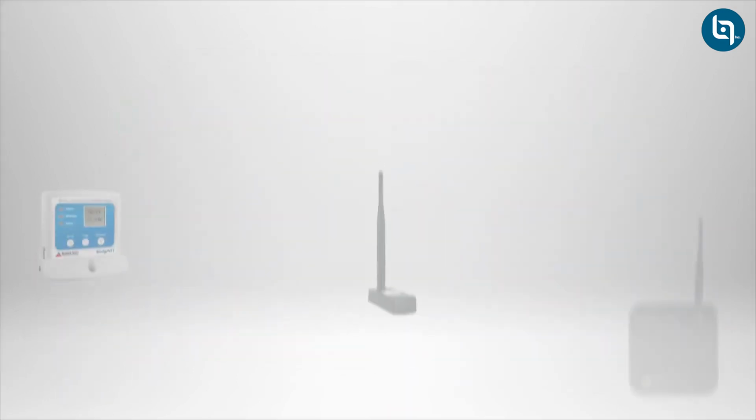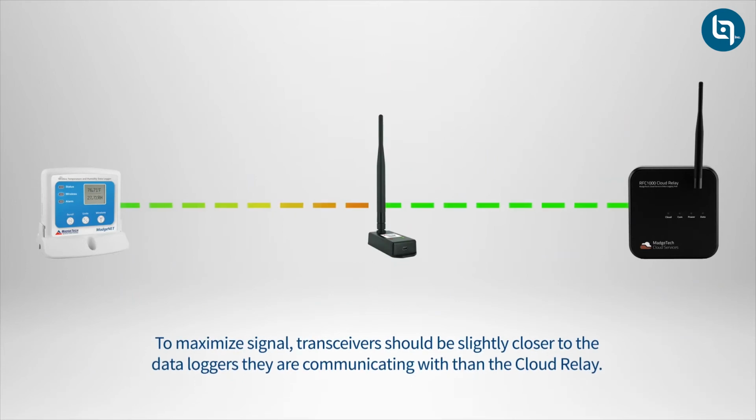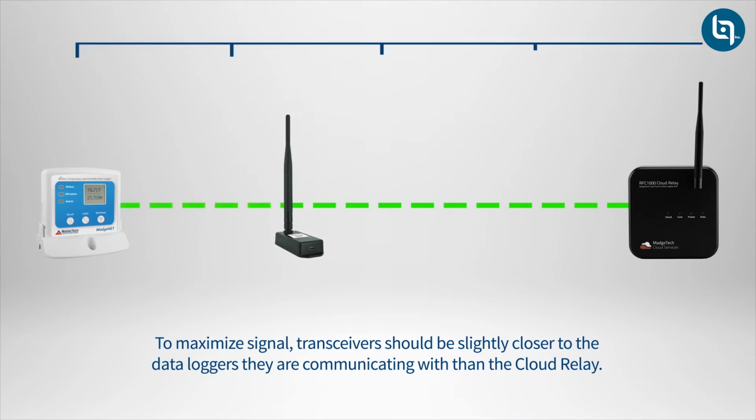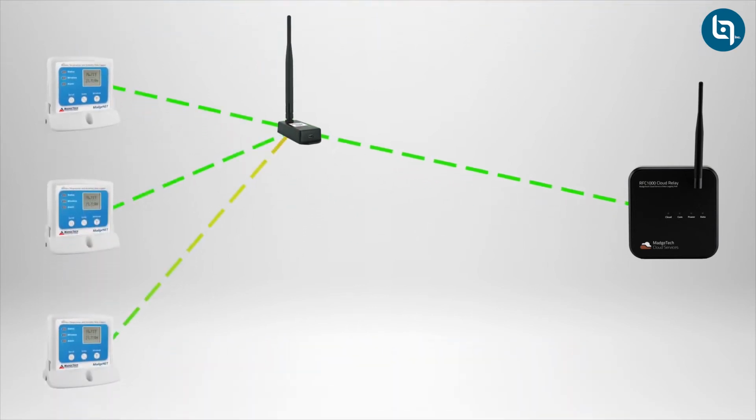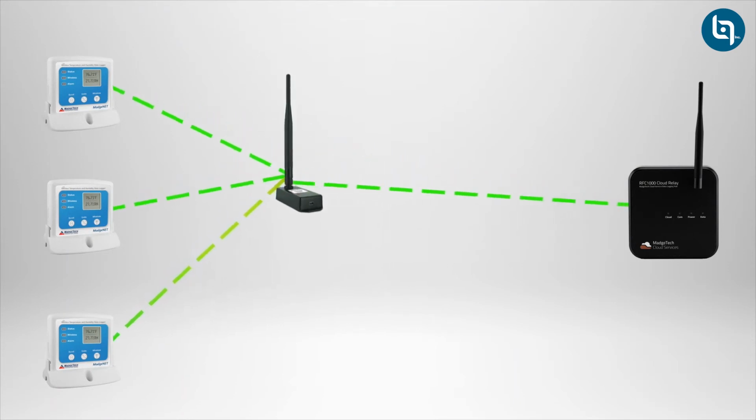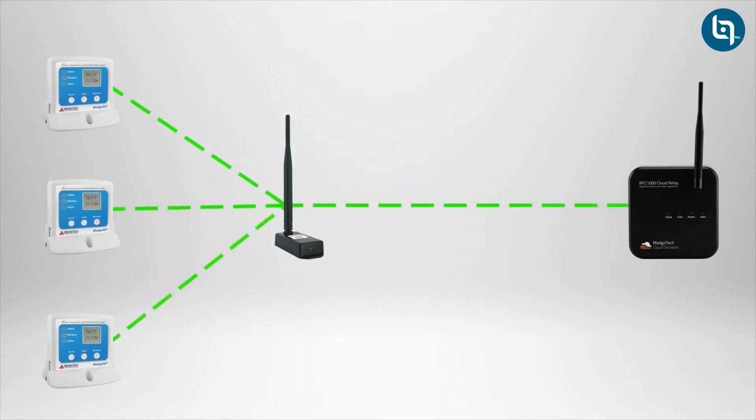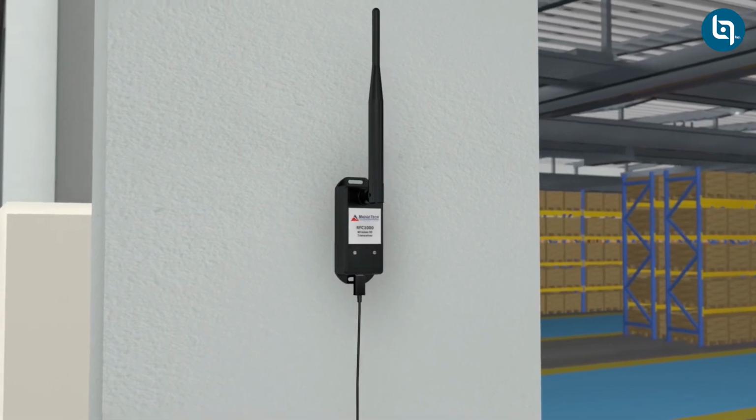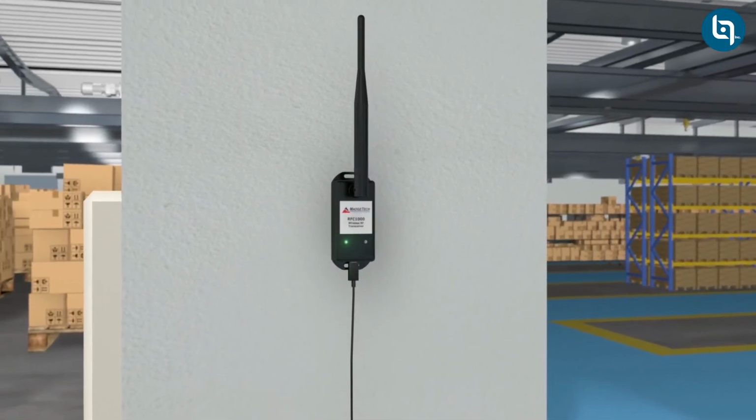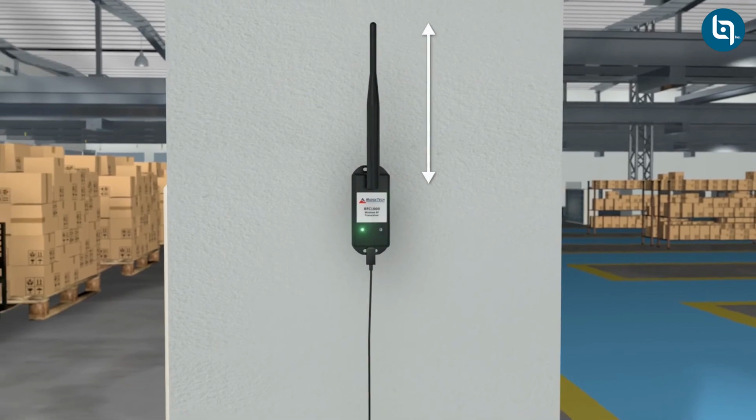It's important to note that RFC 1000s produce a stronger signal than that of data loggers, so the ideal placement won't necessarily be halfway, but instead closer to the logger, approximately 2/3 the distance between the device and the next closest repeater or cloud relay. Another important note is that multiple data loggers may communicate with a single transceiver, so if there are 2 or more data loggers in proximity, determine a central position between all loggers in that area and the relay. Once a position for the transceiver has been chosen, plug the device in using the included AC adapter or another USB power source, again remembering to position the antenna straight up.